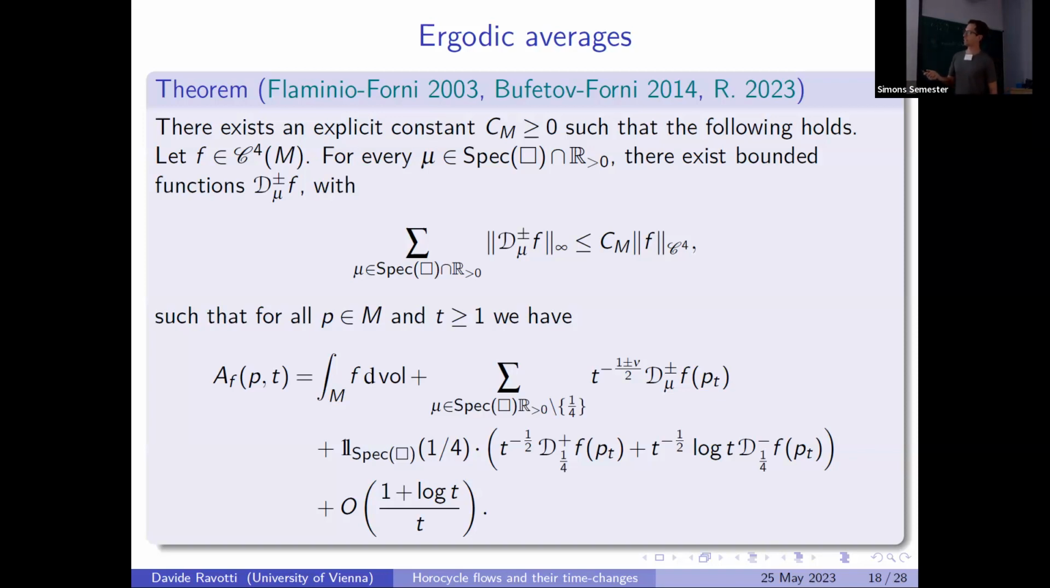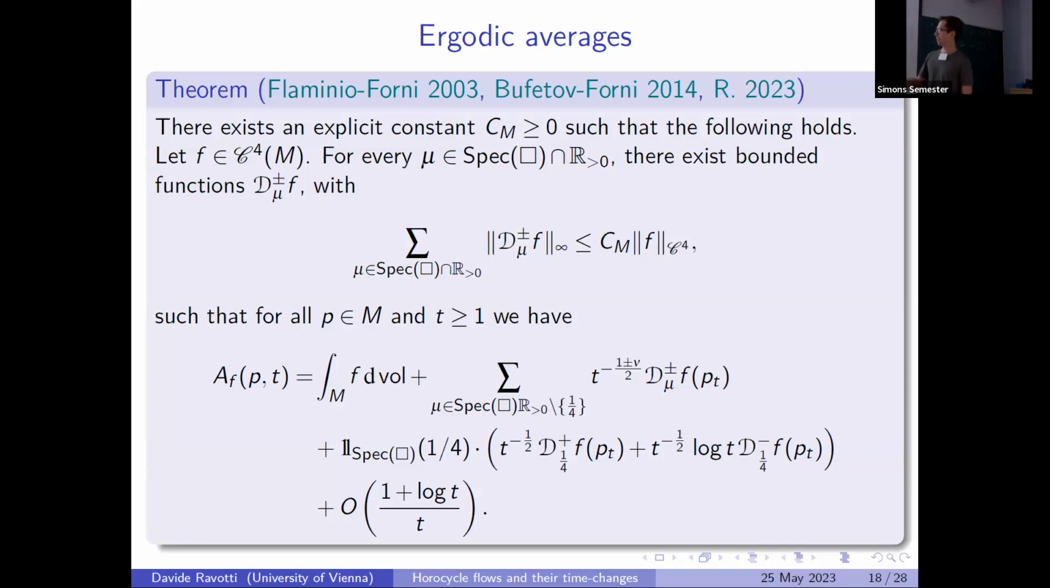And the sum of their sup norm will be bounded by this constant times the C4 norm of f, such that for all initial points and all times, the ergodic averages converge to the expected value, and then you have a full expansion, and here comes also the other eigenvalue that I did before.